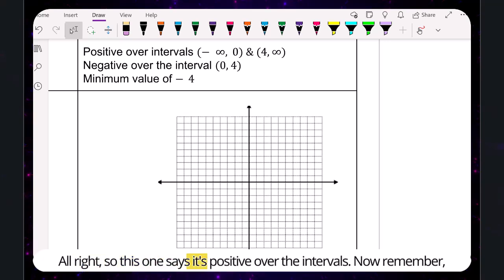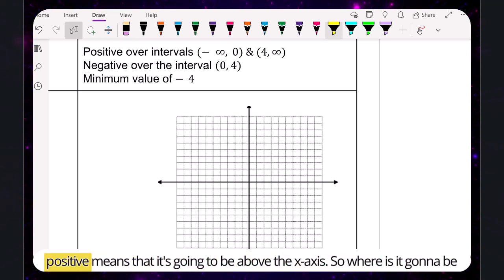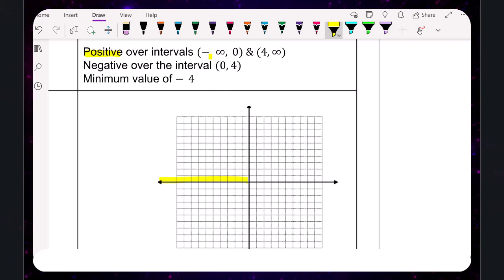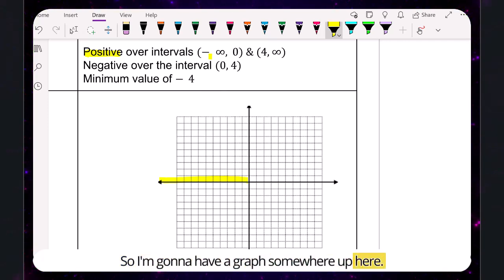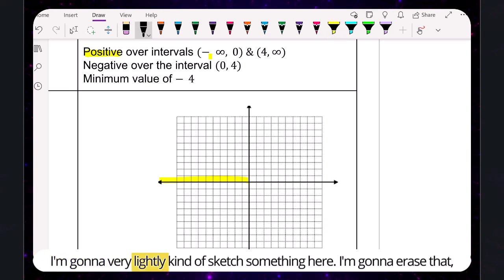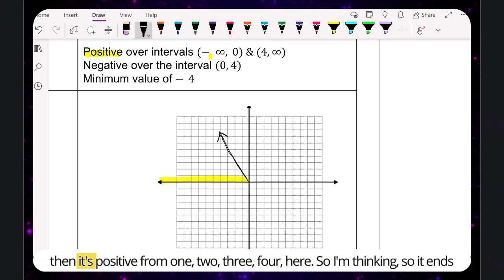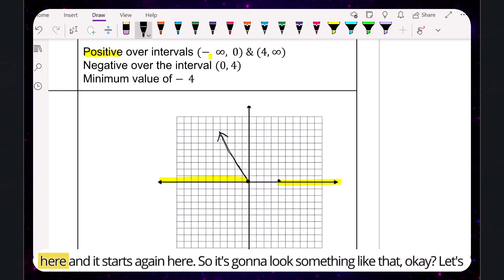All right, so this one says it's positive over the intervals. Now, remember, positive means that it's going to be above the x-axis. So where is it going to be above the x-axis? So between negative infinity and 0. So I'm going to have a graph somewhere up here. I'm going to very lightly kind of sketch something here. I'm going to erase that, okay? Because that's not exactly where it's going to be. That's just a guess. And then it's positive from 1, 2, 3, 4 here. So I'm thinking, so it ends here and it starts again here. So it's going to look something like that, okay?